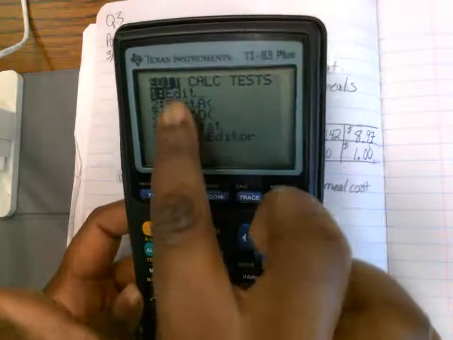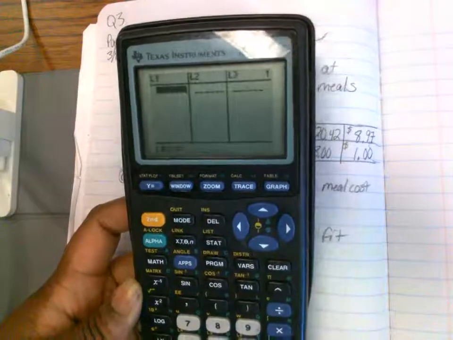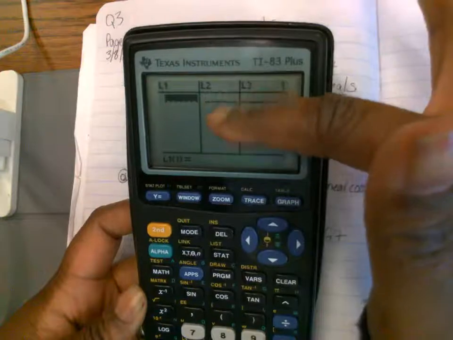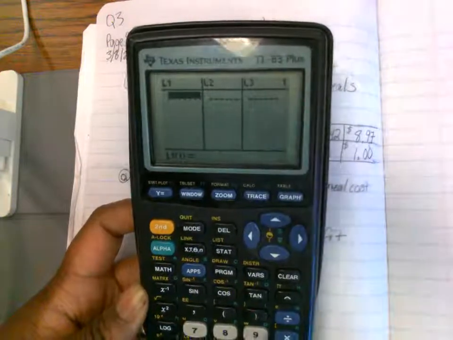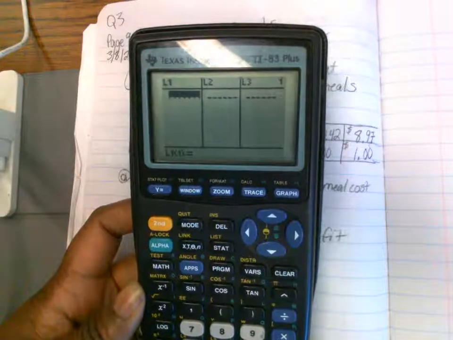All right, so now we're going to press enter right here on edit. So press enter. And again, we're going to put our X values here and our Y values here. You have to have a calculator, especially for your quarter test this week, because these are the things that we're going to be doing on our quarter test, okay?